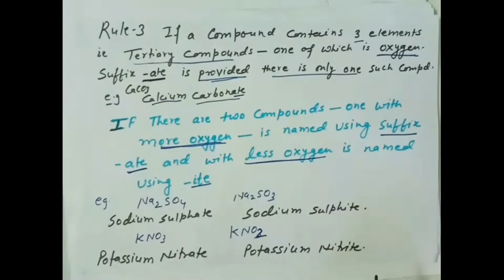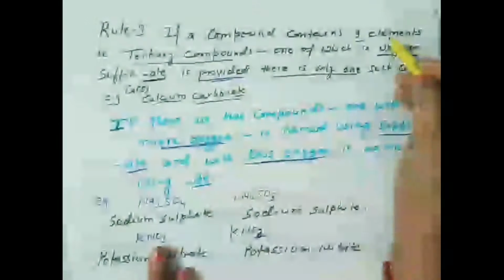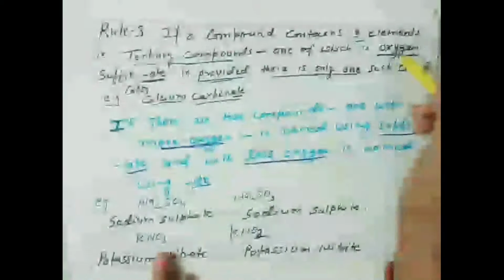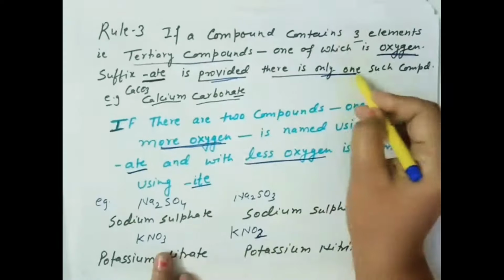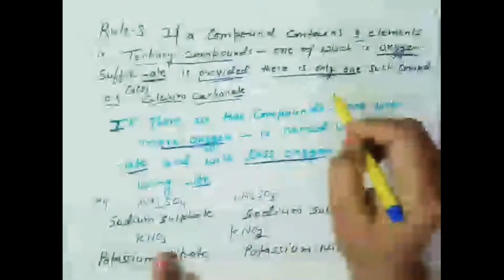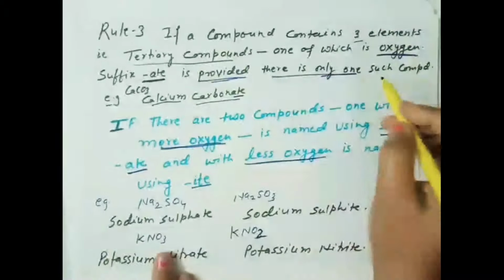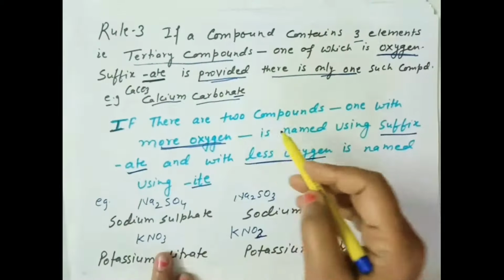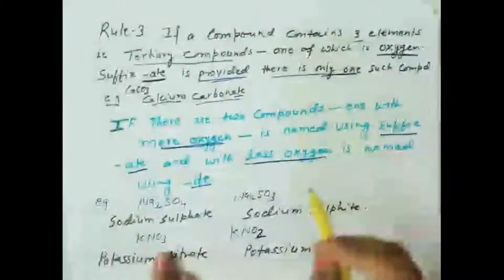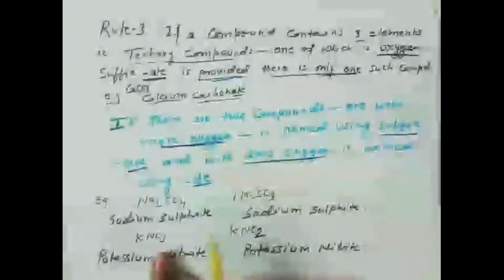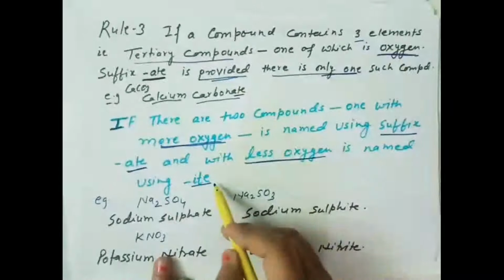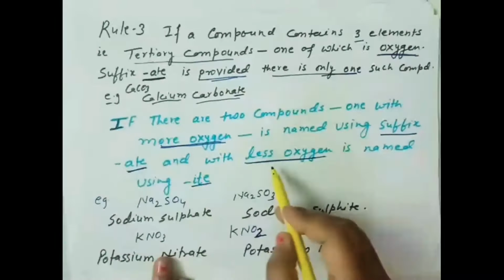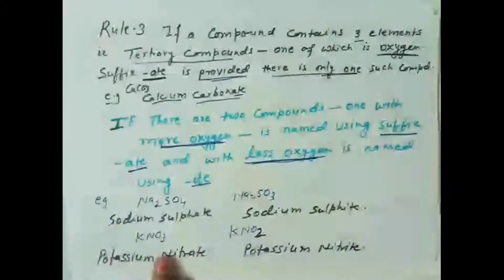So what do we have to keep in mind? If a compound is tertiary, that is, composed of 3 elements, and one of the elements is essentially oxygen, and if it forms only one compound, then the suffix is ATE. But if there are 2 compounds, one with more oxygen and the other with less oxygen, then ATE is added as suffix in the compound having more oxygen, and ITE is added as suffix in the compound having less oxygen.